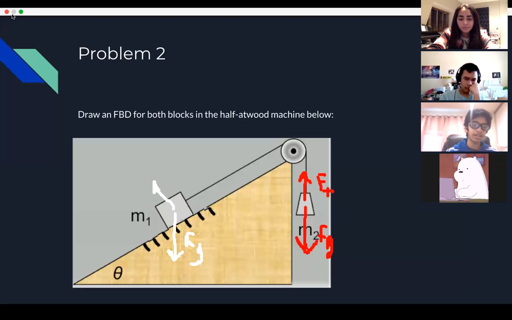We don't actually need to draw the angle in the free body diagram, but we'll talk more about that angle next week when we deal with the accelerations of these blocks. And then we also have tension, again the same tension, pulling it this way.